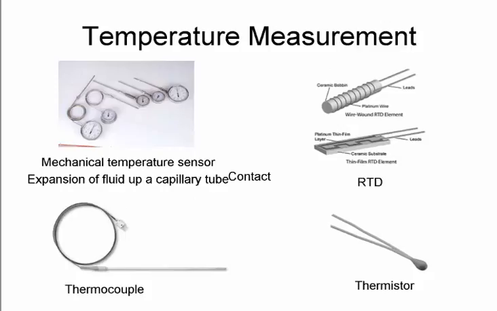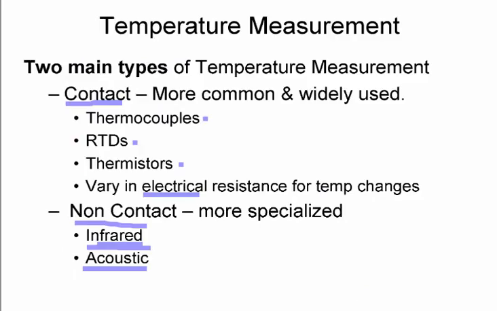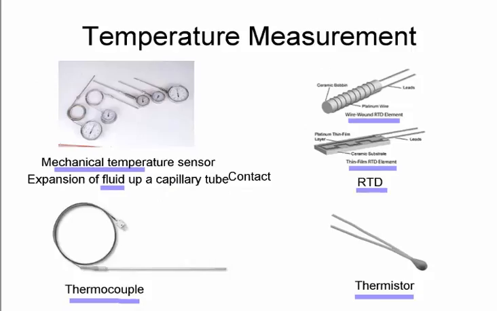There's a few pictures of temperature measurements. What wasn't mentioned in the previous slide is the mechanical temperature sensor, which can work on the principle of expansion of a fluid in a capillary tube. And on the right hand side we have RTDs. You can see there are two types: a thin film RTD element at the bottom and wire wound on the top. And then we have our thermistor, and then lastly the thermocouple. So as you can see, all of this falls within the contact types of temperature measurements.